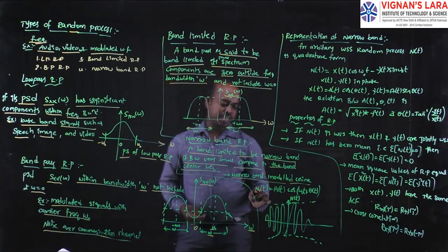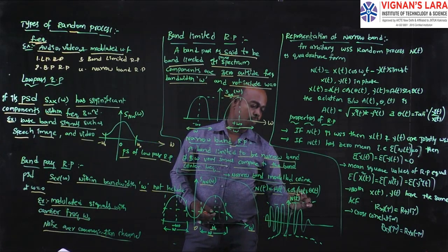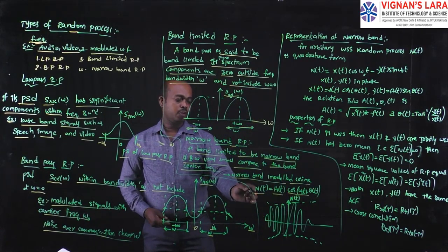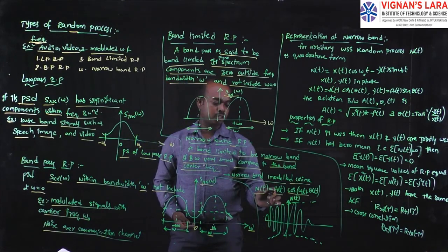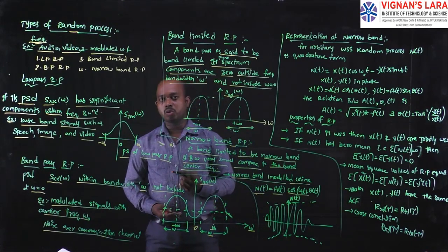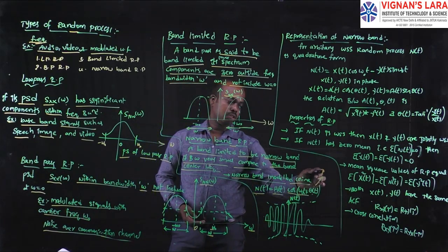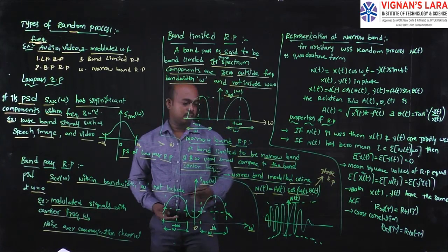It is represented as n of t is equal to a of t cos of omega naught t plus theta of t. In this equation, n of t represents the narrow band signal, a of t represents the magnitude of the signal, and theta of t represents the phase of the random process.